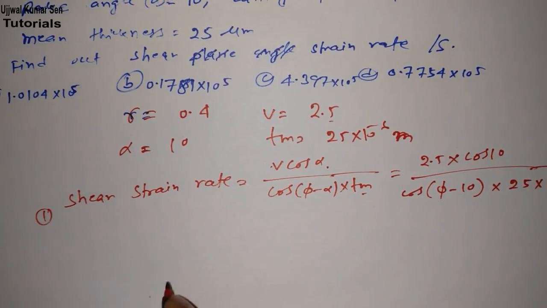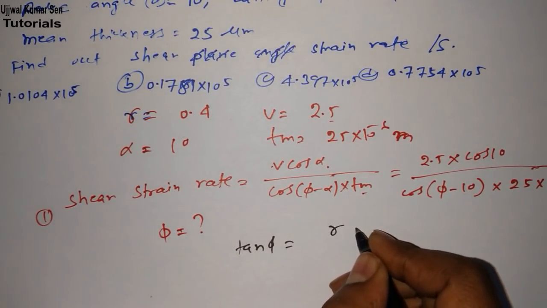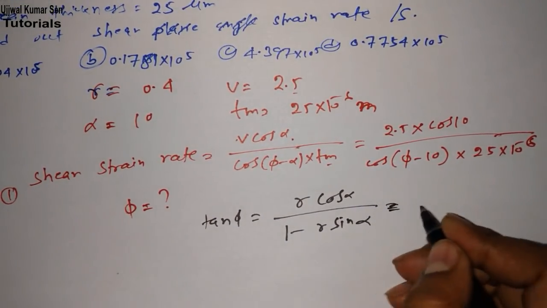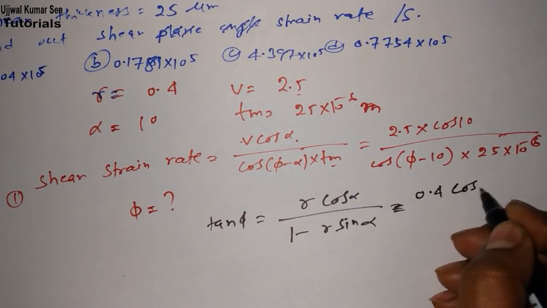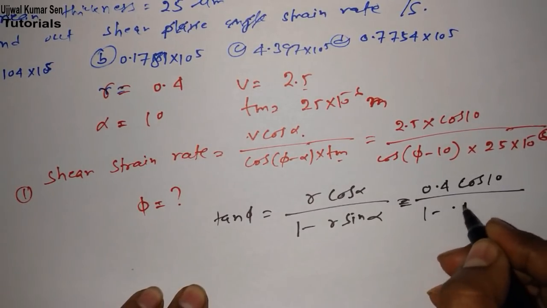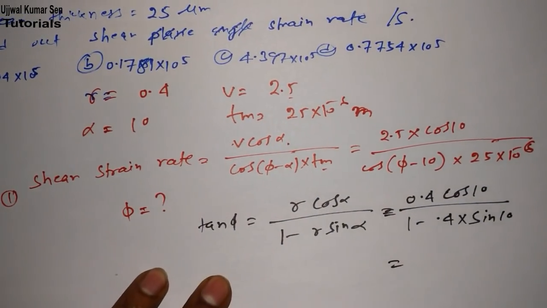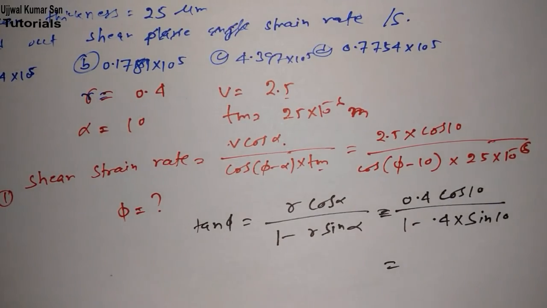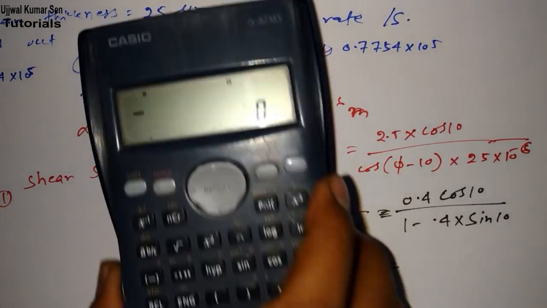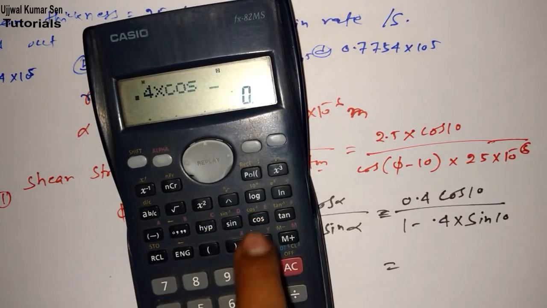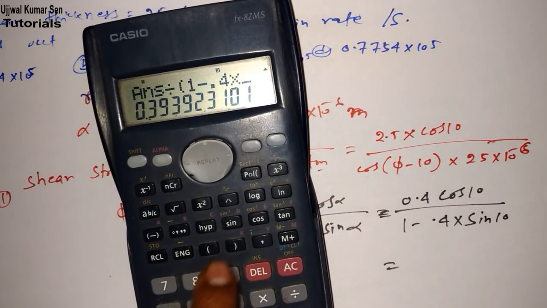So that's about it. Now our task is to find the value of phi. We know that tan phi is equal to r cos alpha divided by 1 minus r sin alpha. So this is the formula. What is the value of r? It is 0.4, cos alpha is cos 10, 1 minus 0.4 into sin 10. Now we have to solve this equation. For solving this, what do we require? A calculator. And in GATE you are not going to get this calculator. You will get an online calculator, so keep practicing that, otherwise we will face problems. So 0.4 cos 10 divided by 1 minus 0.4 into sin 10.